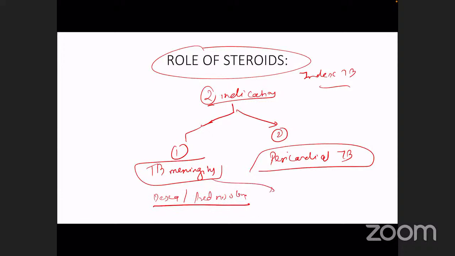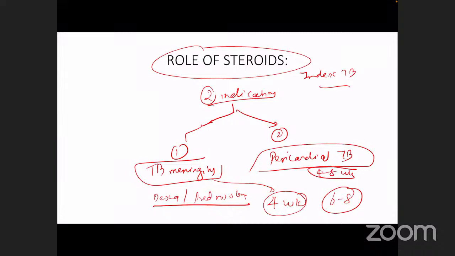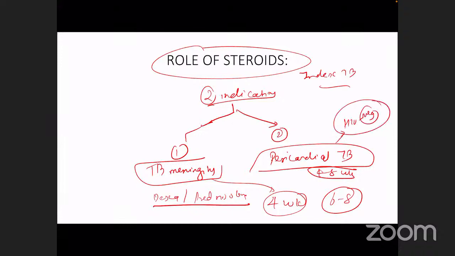The minimum duration in TB is 4 weeks, and over the period of 6 to 8 weeks, you gradually taper and then stop. For pericardial TB, there is no such specific guideline, but it is the same, like 4 to 8 weeks. Okay, so I hope this is very clear. Only 2 indications of giving steroids: tuberculosis meningitis and pericardial TB. Now remember, pericardial TB, in that also specifically in HIV negative patients. In HIV positive, it's associated with more poor outcomes, so it is not recommended for patients having HIV positive and pericardial TB. For TBM, there is nothing like that, HIV positive or negative. For both, you have to use because it is having benefit.